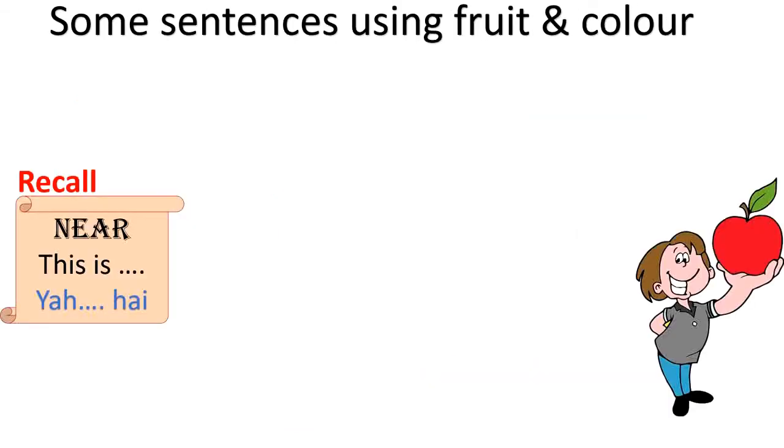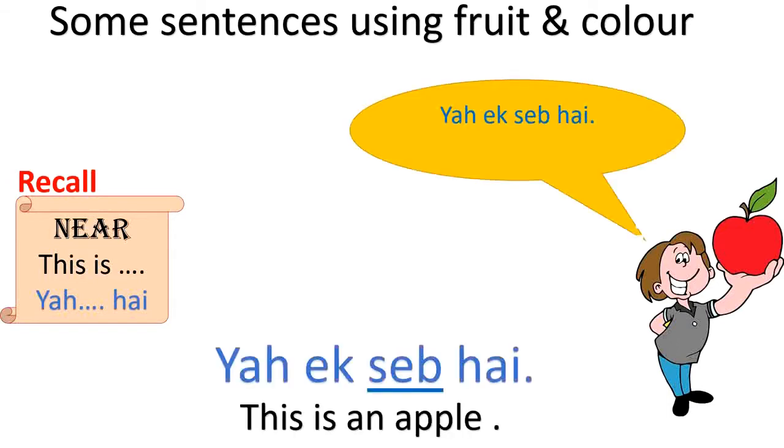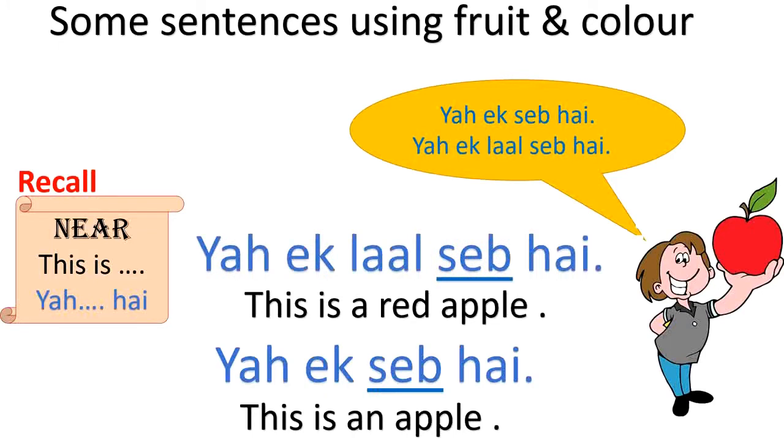Let us learn some sentences. This is an apple. यह एक सेब है. This is a red apple. यह एक लाल सेब है. Speak with me. यह एक लाल सेब है.